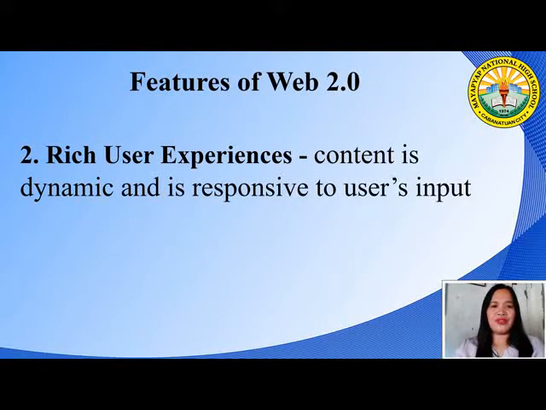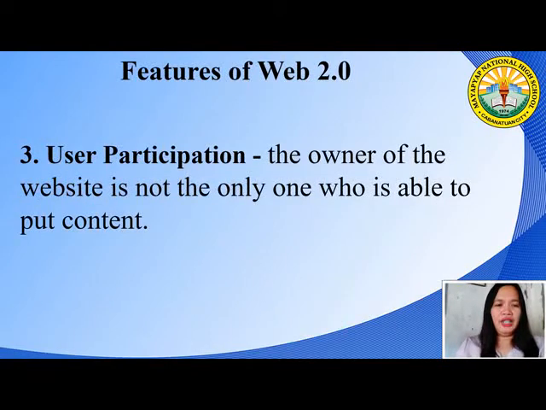Second is rich user experiences. Content is dynamic and is responsive to user input. User can click on an image to enlarge it or find out more information. Third, user participation. The owner of the website is not the only one who is able to put content. Information flows 2 ways between the site owner and site user by means of evaluation, review, and online commenting.